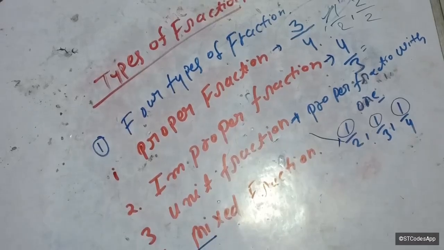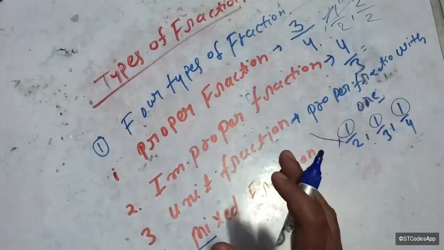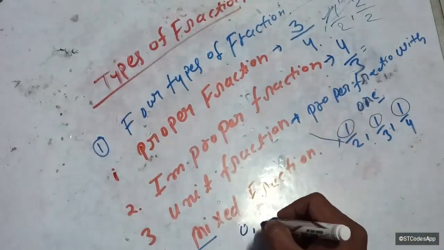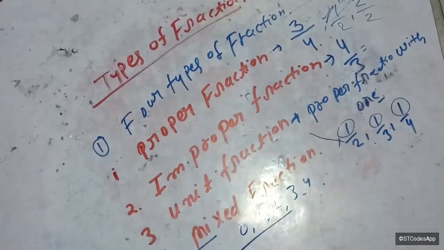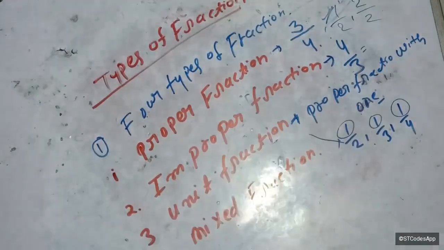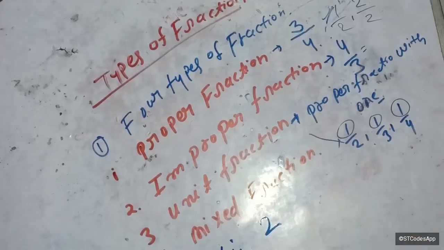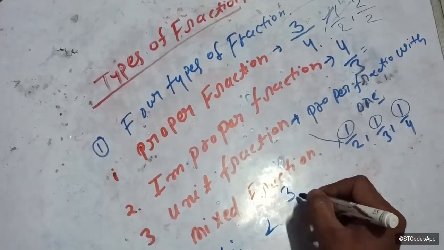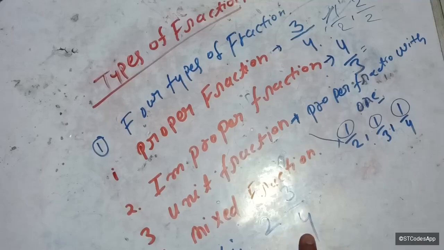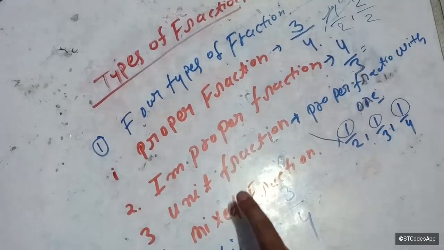Fourth is the mixed fraction. A combination of a whole number and a proper fraction is called a mixed fraction. The whole numbers are 0, 1, 2, 3, 4, etc. For example, 2 is the whole number and 3 by 4 is the proper fraction, since the denominator is greater than the numerator. The combination of a whole number and a proper fraction is called a mixed fraction.